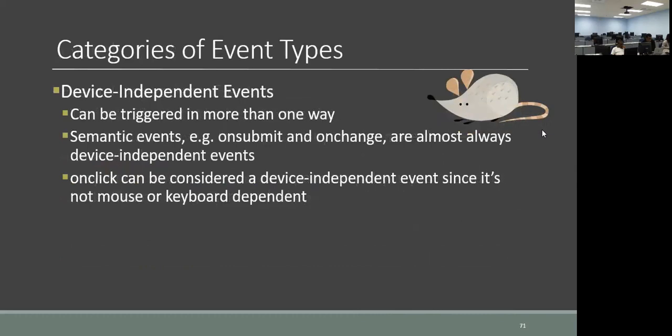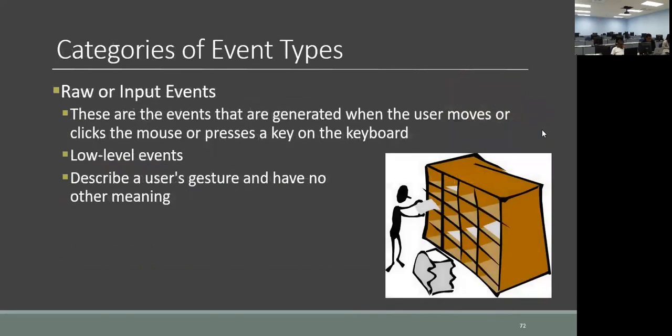You have device-independent events, like when a form is clicked for submitting or when something changes. It doesn't have to do with the device, whether it's a mouse or a keyboard, whatever it is, this is something that occurs. Raw input events are generated when the user moves or clicks a mouse or presses a key on the keyboard. With the keyboard, you have key press up, key press down, that sort of stuff.